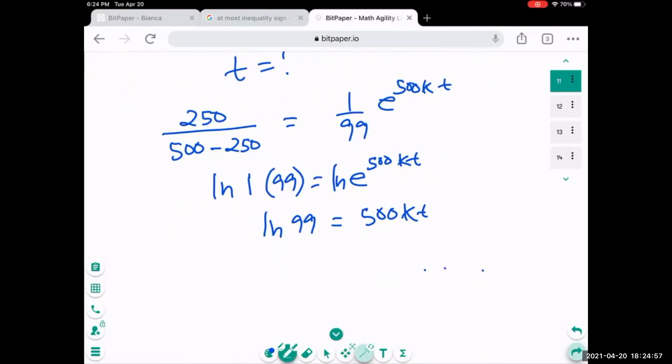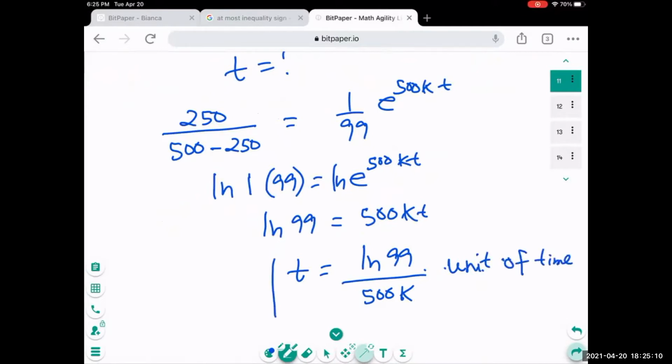Okay, therefore t is equal to ln of 99 over 500k unit of time. So this would be the answer for when it reached 250 for all the mice that will be infected by the virus or by the disease.